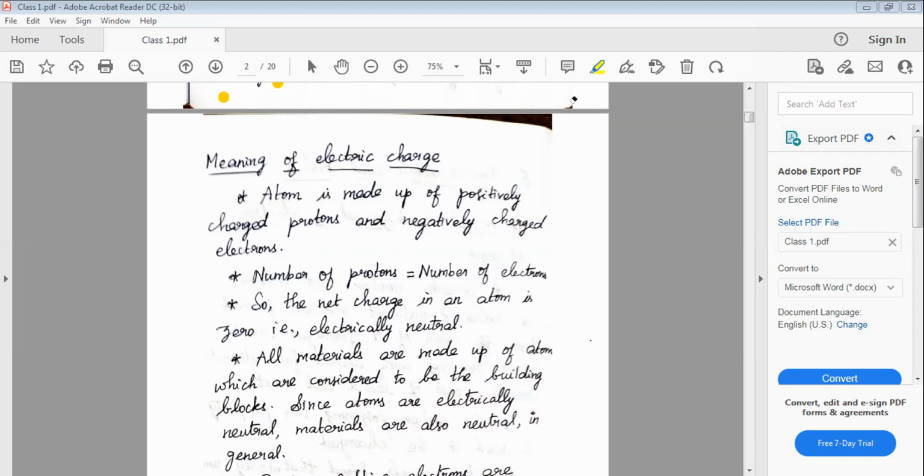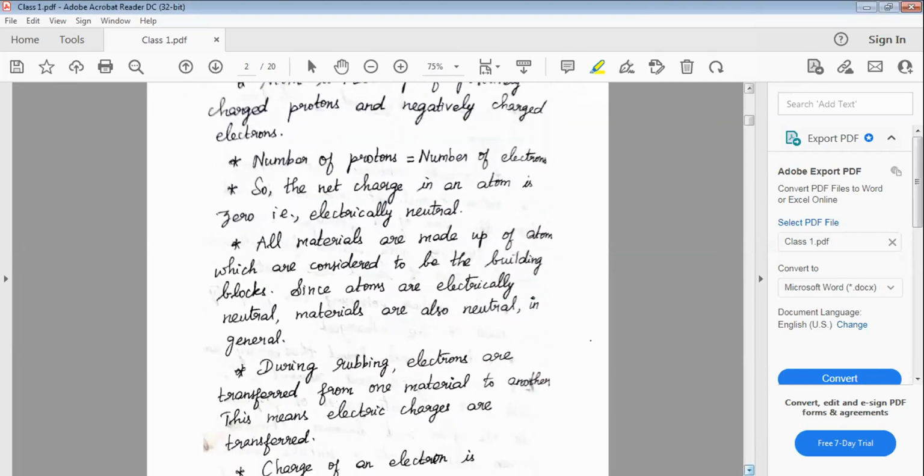Now, when you rub these materials, for example the glass rod with silk cloth, and I am just giving you an example of rubbing, there will be a transfer of electrons from one material to another. When electrons are transferred, the normal uncharged materials change: one material loses electrons and the other material gains electrons.